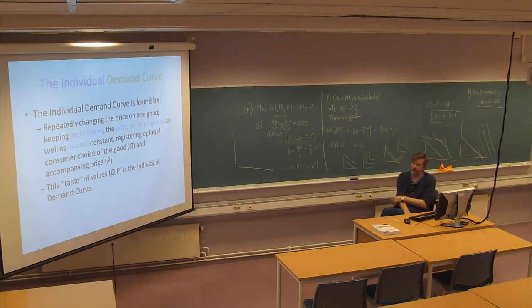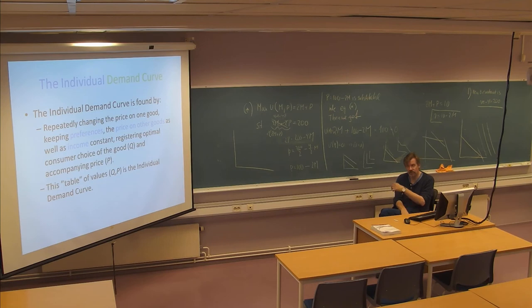It says here something about the individual demand curve. So we're still at the individual level, we're still at the single consumer, and now we're aiming at deriving the individual demand curve. It says here, the individual demand curve is found by repeatedly changing the price on one good, keeping preferences, the price on other goods, as well as income constant, registering optimal consumer choice of the good Q and accompanying price P.